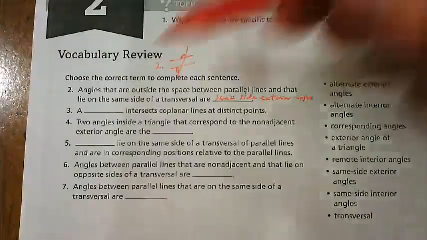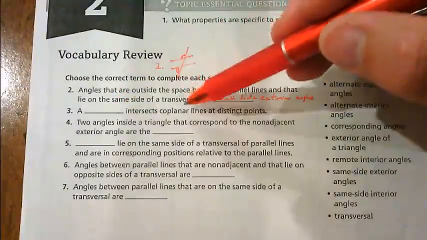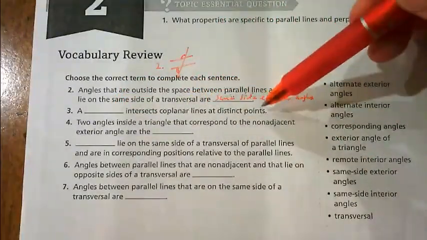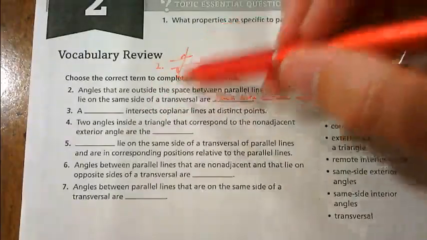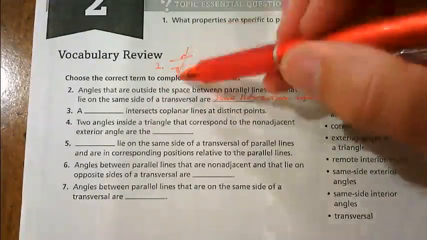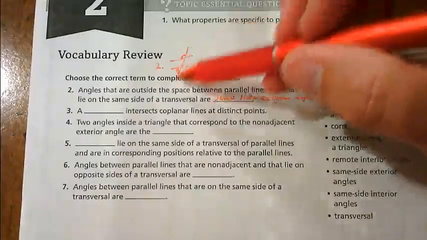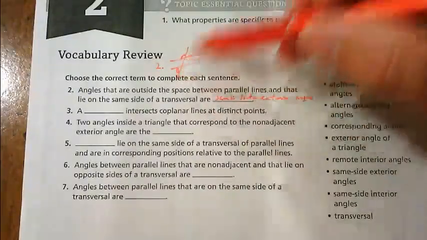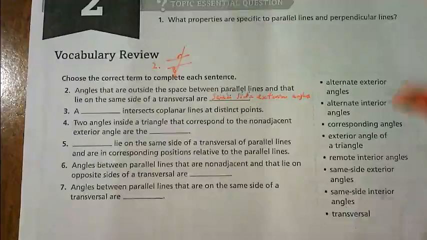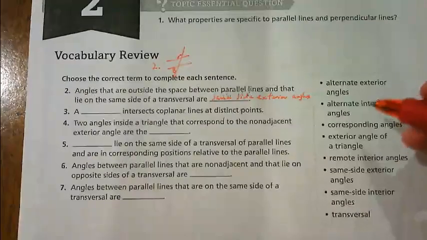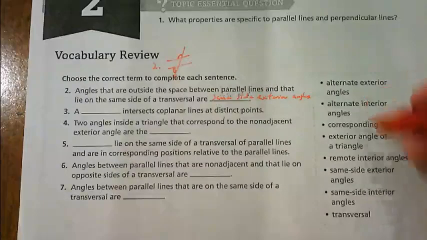On number 3, a blank intersects coplanar lines at distinct points. Well, that'd be a transversal. Again, if I go back to the figure that I drew on number 2, this line is what we call a transversal. A transversal is any line that's intersecting more than one line at distinct points. So it can't be the same point, it has to be two different points. So again, transversal.